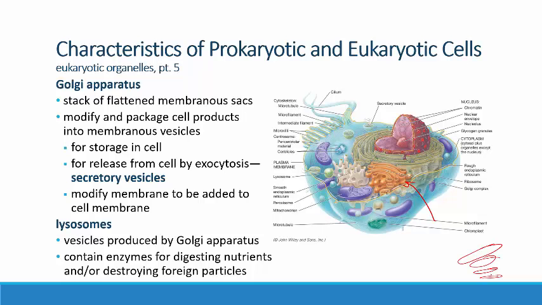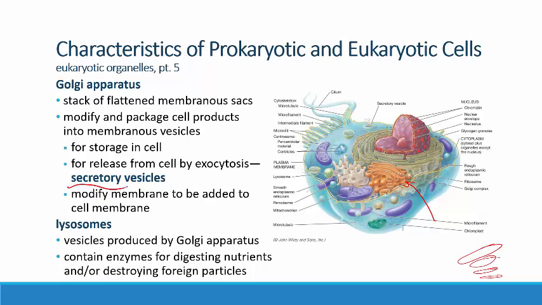And if that's the case, then they're referred to as secretory vesicles because they secrete the product made by the cell from the cell. And last of all, they produce membranous stuff. So they produce new membrane, and then that new membrane can be added to the cell membrane or to other membranous parts of the cell.